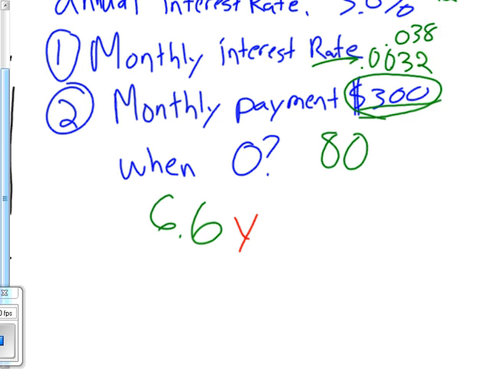So 6.6 years, and 0.6 is of course based out of 12. So it's not actually 0.6, but it's 6.5 years is basically what that comes down to.